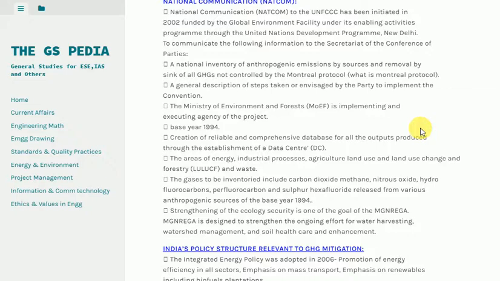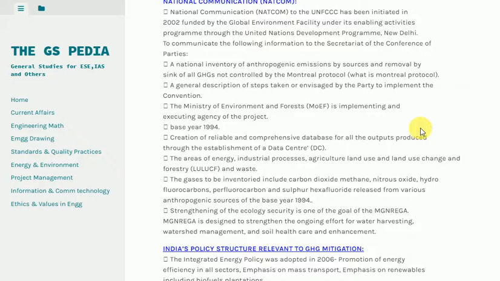Strengthening of ecological security is one of the goals of the MGNREGA. MGNREGA is designed to strengthen the ongoing effort for water harvesting, watershed management, and soil health care and enhancement.